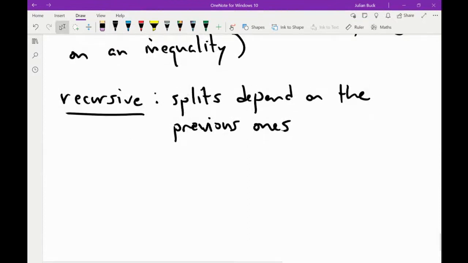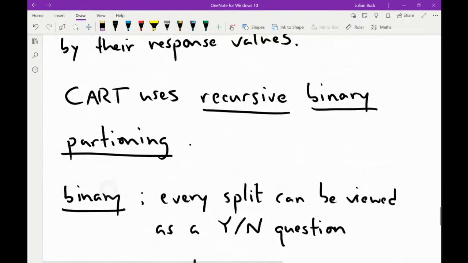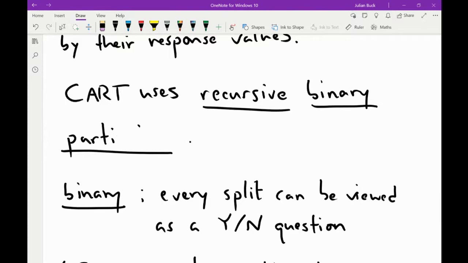And finally, when we say partition, did I misspell it up here too? Yeah, I did. It should be partitioning. Sorry about that.